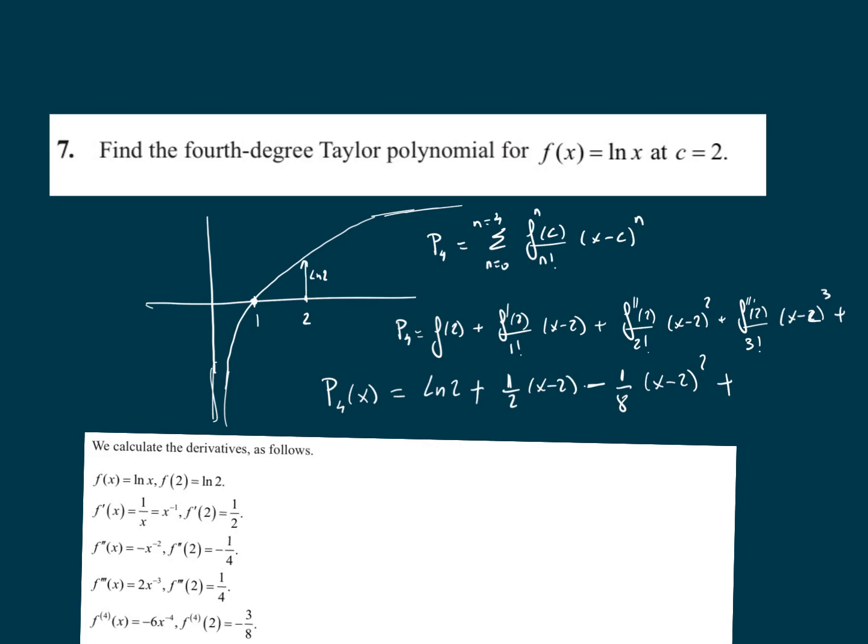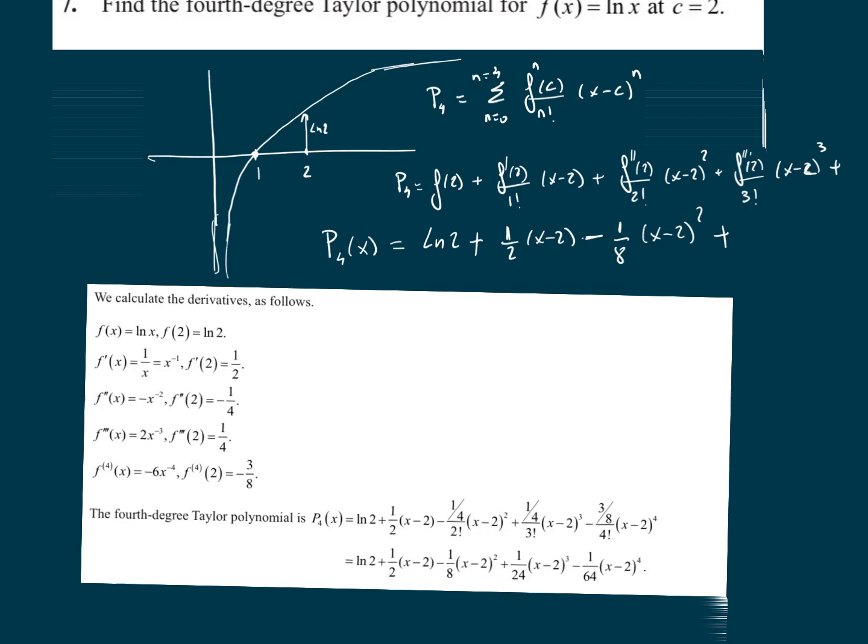Plus f third of c. The third derivative of the function evaluated at the point c equal 2: the second derivative is 2 divided by x cubed, which is 2 divided by 8, or 1/4. So plus 1/4 divided by 3 factorial. But what is 1/4 divided by 3 factorial? 3 factorial is 6, so it is 1/24 times x minus 2 cubed, minus f4. F4 is 3/8, minus 3/8 times x minus 2 raised to the 4.